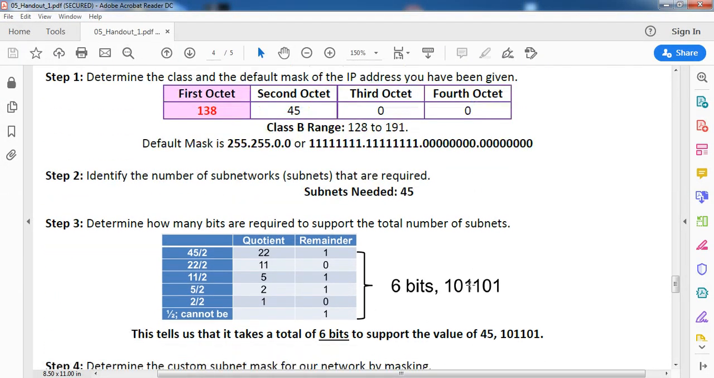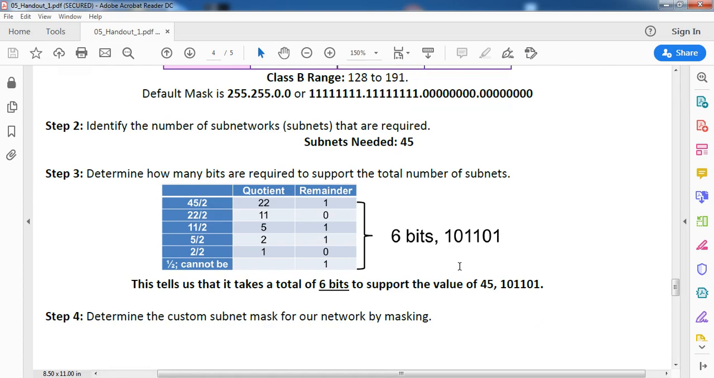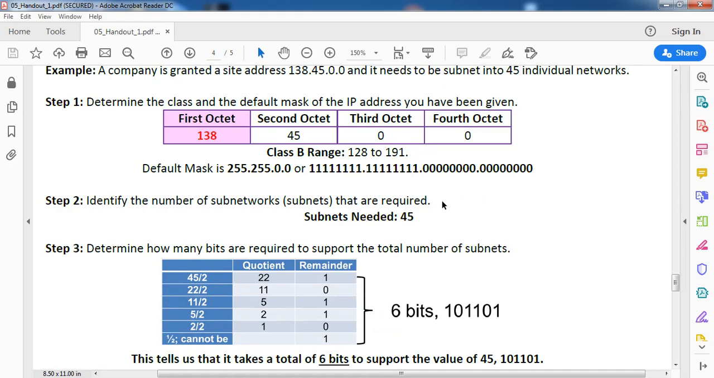Okay? So in this handout, the solution or the conversion technique that was done was the continuous division, which would also result in 101,101, which is 6 bits. But how many bits do we have for the host ID? Again, the first 2 octets would be the network ID, that would be 16. That would mean we would have 2 octets, the third and fourth octet for the host ID, which is a total of 16.